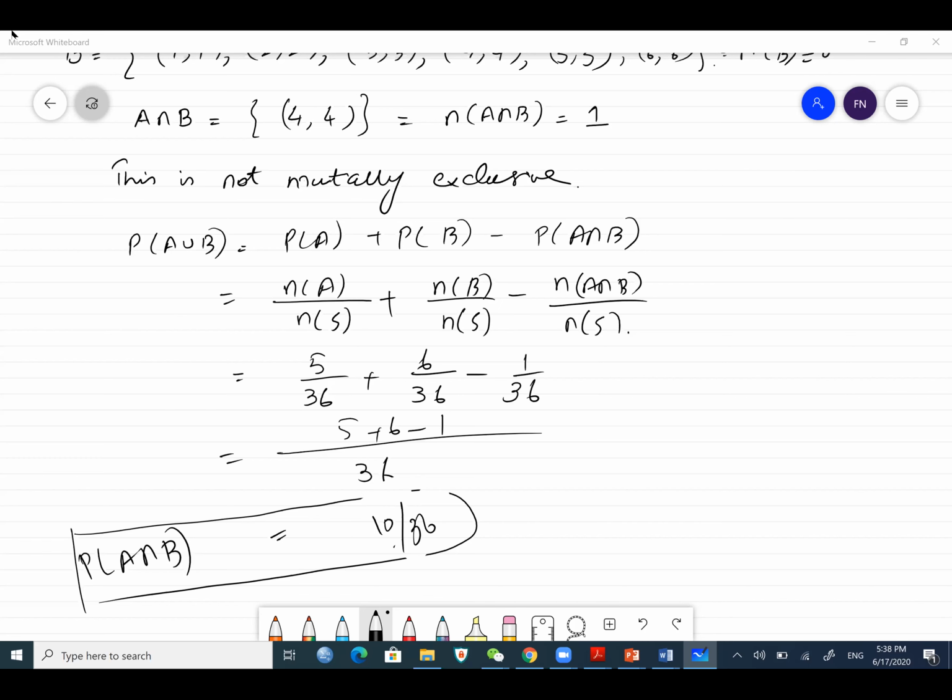Oh, so we only use this method for mutually exclusive problems, right? Not exactly. We will subtract this one when we have events that are not mutually exclusive. For example, I will solve one more example.